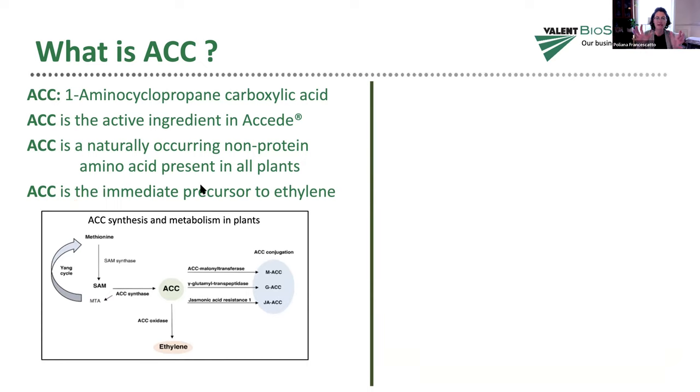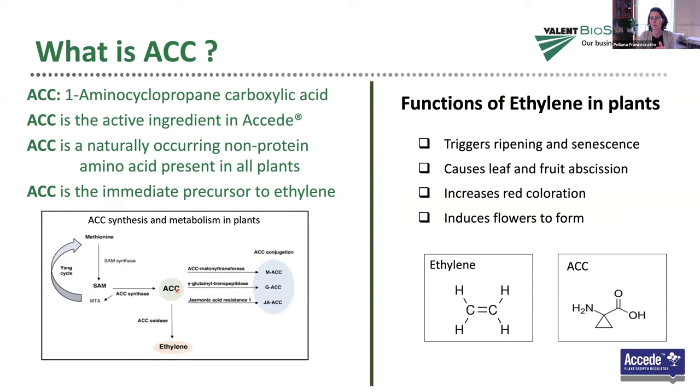So when we spray ACC to the plant, it's going to be rapidly converted to ethylene by the ACC oxidase enzyme. But it can also be conjugated into three other things in the plant, but we are not going to be talking about them because they are of no biological importance. So as I said before, ethylene is a plant hormone responsible for plant senescence and maturation.